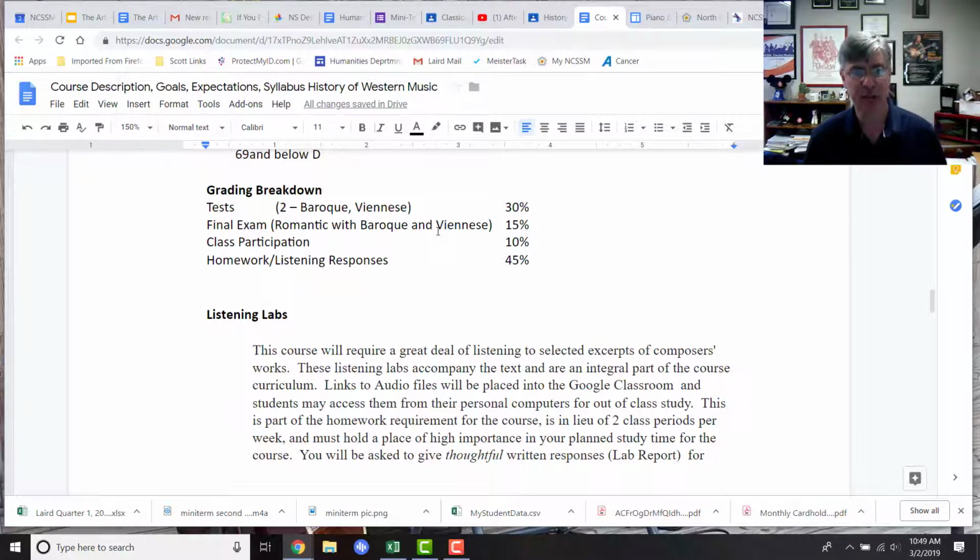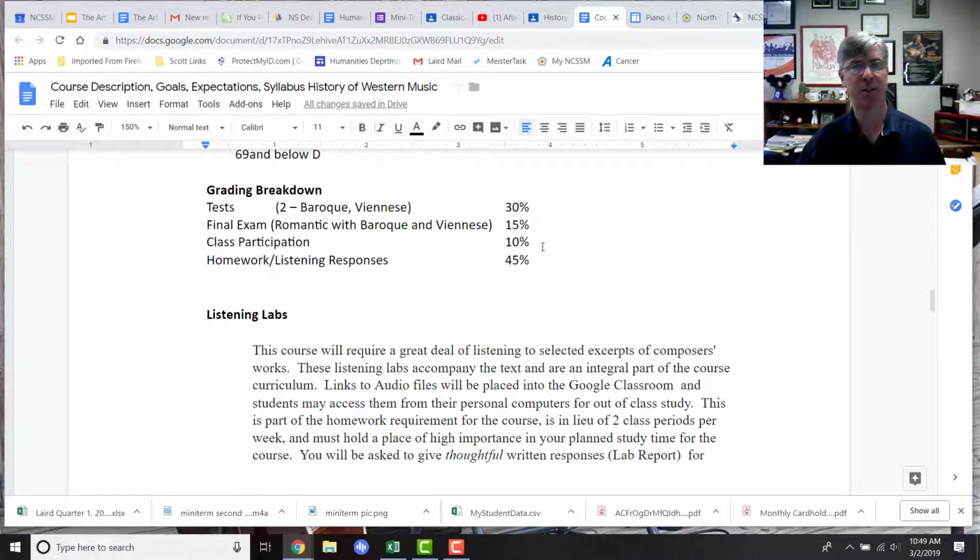There will be 2 tests initially, a Baroque test during the first half of the term. A Viennese test usually occurs just after midterm, and then there will be a final exam on the Romantic era of music history with some of the Baroque and Viennese concepts kind of included in that. So the 3 tests altogether, including the final exam, are 45% of the course.